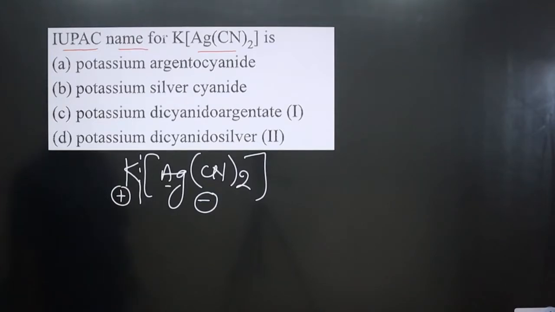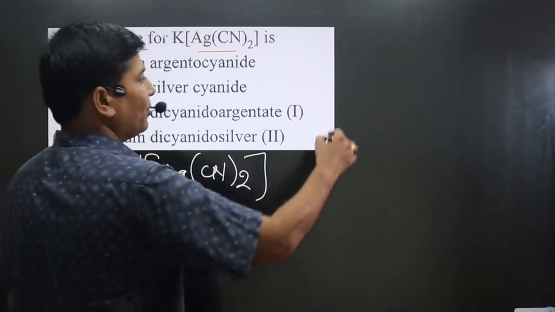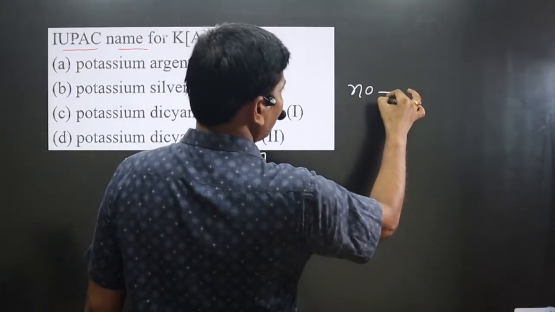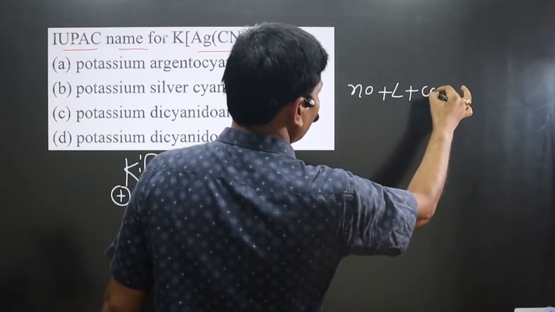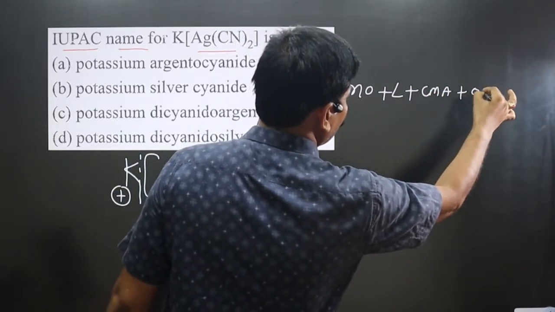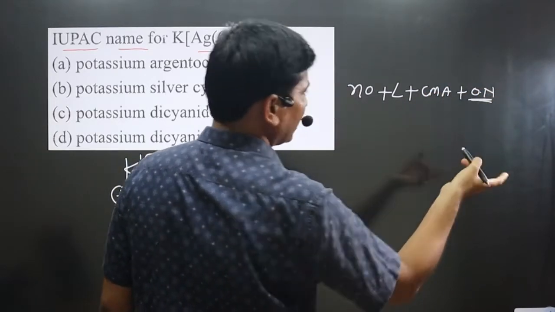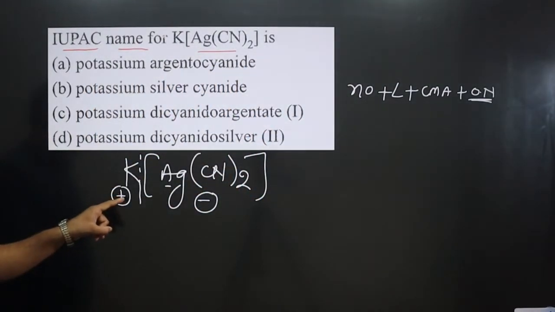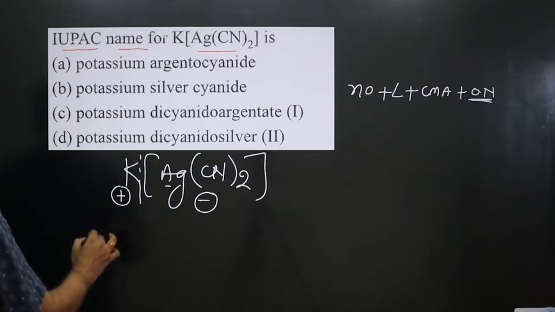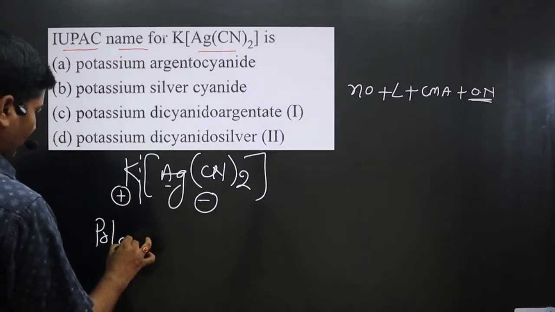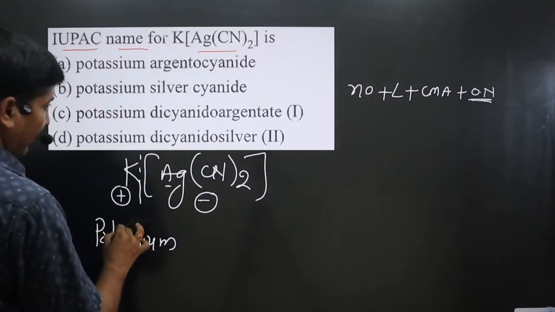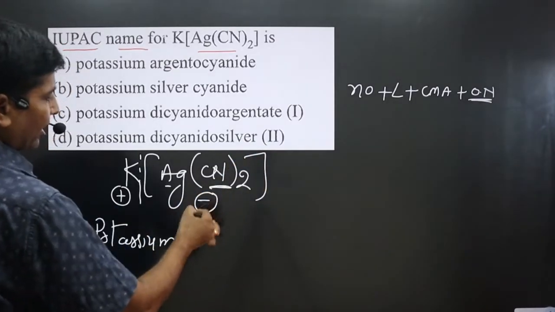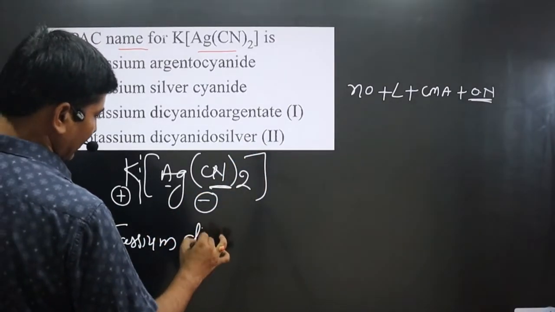Now, the order for the naming of the complex: we have the number of ligands, then the type of the ligand, then the central metal atom, and then the oxidation number of the central metal atom to be written in Roman numerals. First of all, we name the cationic part followed by the anionic part. So we have potassium. Next, the number of ligands: only one type of ligand, 2 is there, so we can say di.